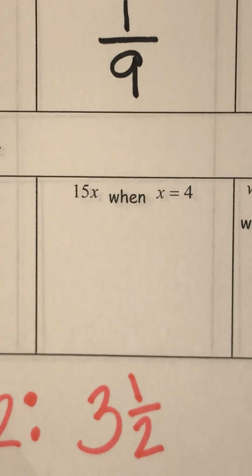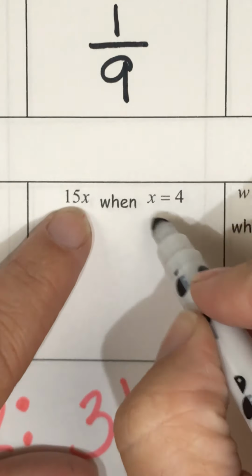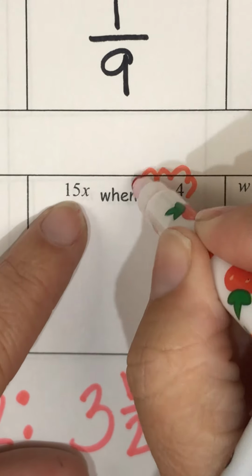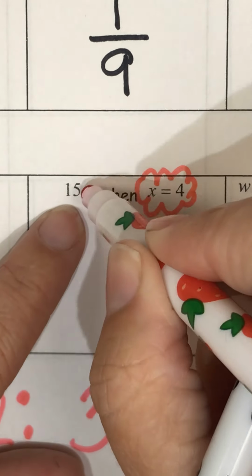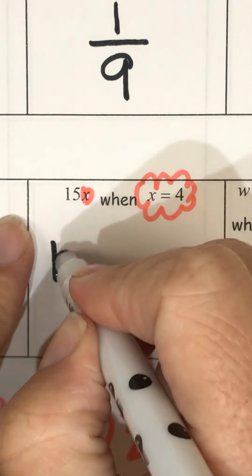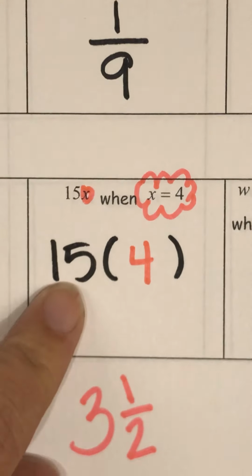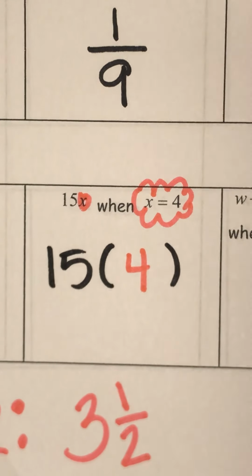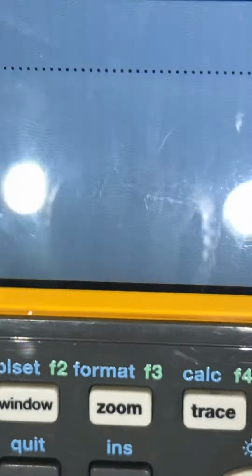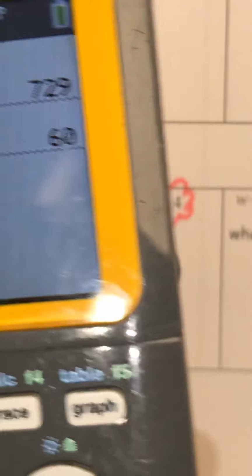Now this one is an expression. Remember, anytime we see expressions that have variables and they're giving us something to use, that's what we're going to plug in place of the variable. In this case, it's x. So instead of writing that x right there, I'm going to write a parenthesis and a 4. Inside the parenthesis, I will put a 4. So then when I type it in my calculator, I need to use those parentheses. I have 15, parenthesis 4, closing my parenthesis, and I click enter, and it says it's 60.